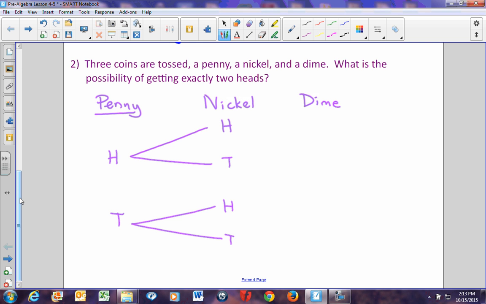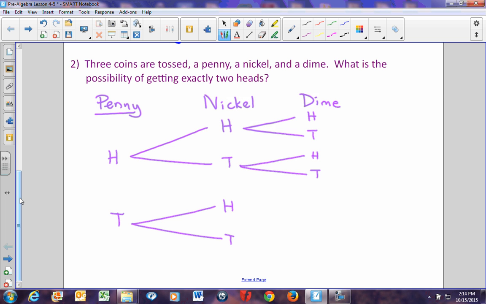Now, let's go to the third coin, a dime. If I flipped my penny and it landed on heads, and I flipped my nickel and it landed on heads, my dime could either land on a head, or it could land on a tail. Notice how it's branching out, hence why we follow a tree diagram. If my penny landed on a head, but my nickel landed on a tail, my dime could either land on a head, or my dime could land on a tail.